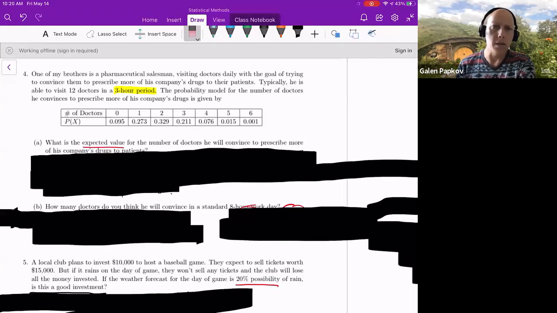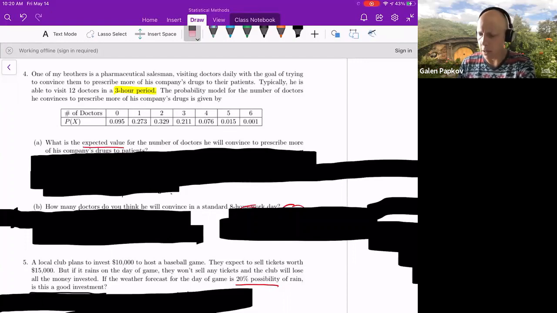And all the possibilities are none up through 6 doctors. Again, this is fictional data, but the idea holds. If you check that this is a valid probability model by adding up all the probabilities, they sum to 1, that should work out fine. For part A, it's asking what is the expected value for the number of doctors that he will convince to prescribe more of his company's drugs to patients. So expected value is another way of asking what is the mean, or about how many doctors on average do we expect will be convinced.